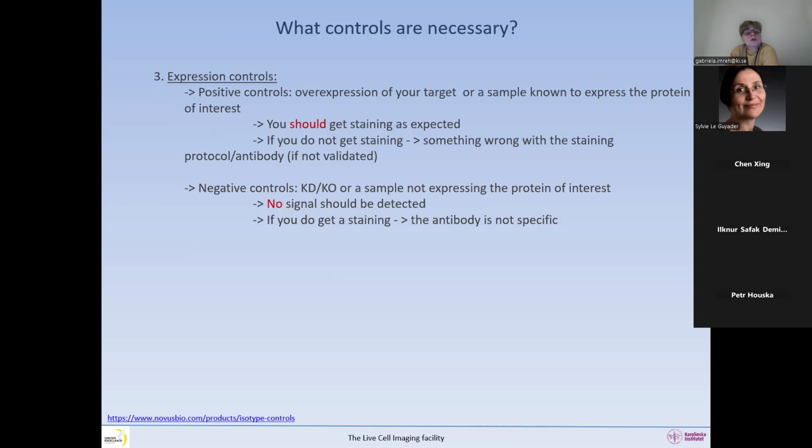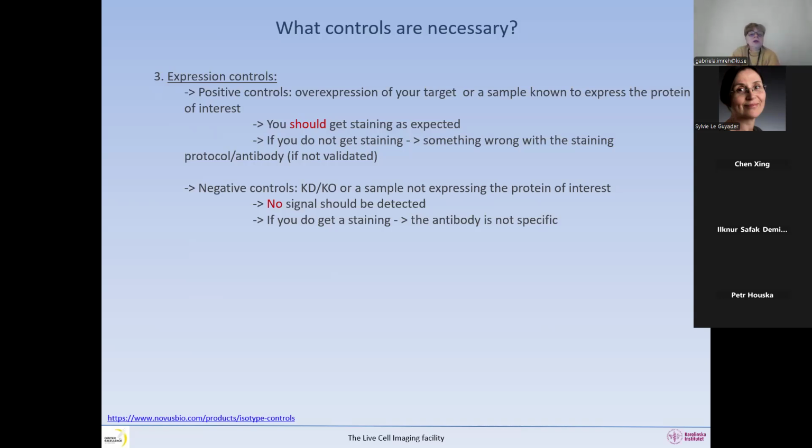The expression controls, either positive controls, when you overexpress your target, or you use a sample, especially in the case of tissues, known to express the protein of interest, and you should get a staining, and the staining should be as expected. If you do not get a staining, either something is wrong with the staining protocol or with the antibody, which might not have been validated. So you have to do some extra validation steps.